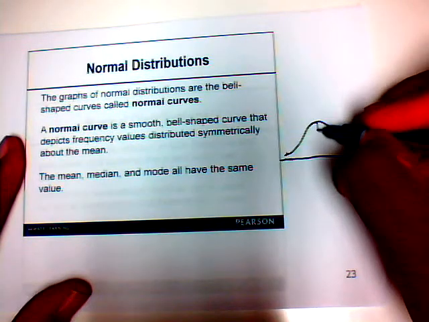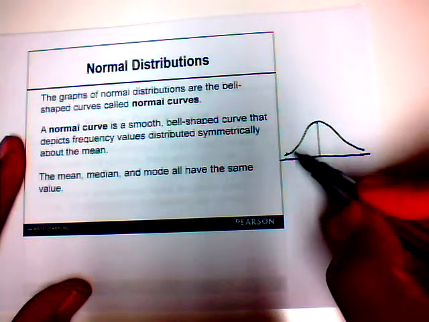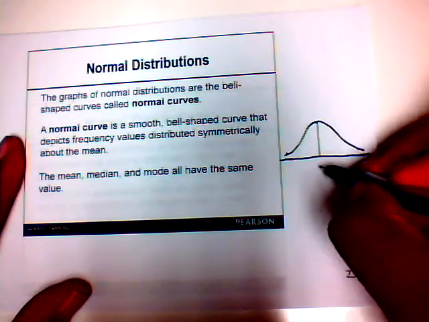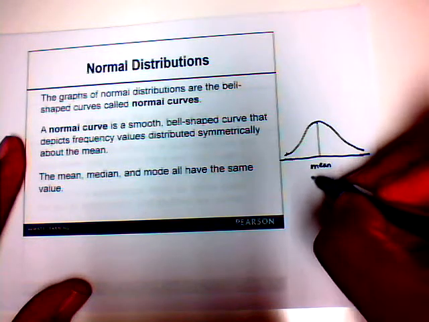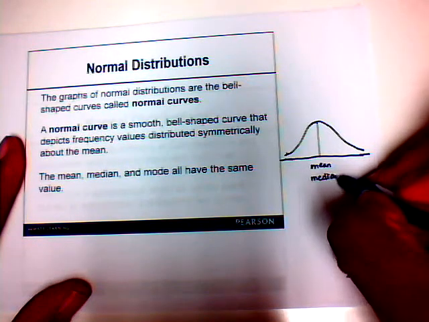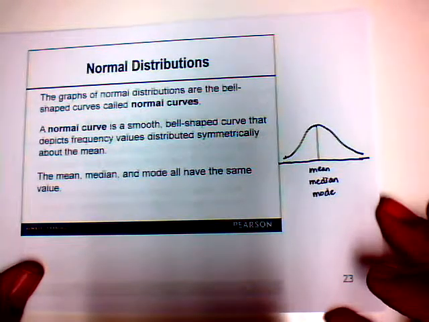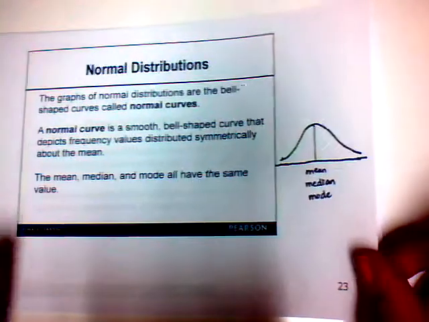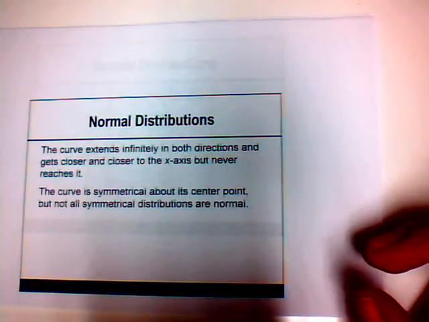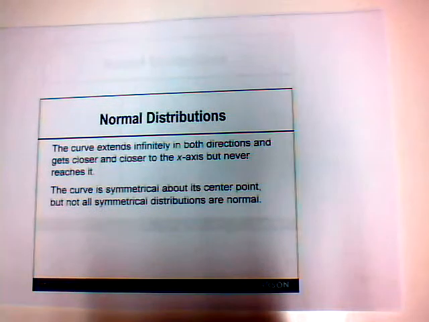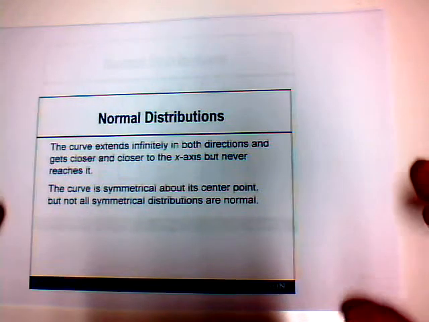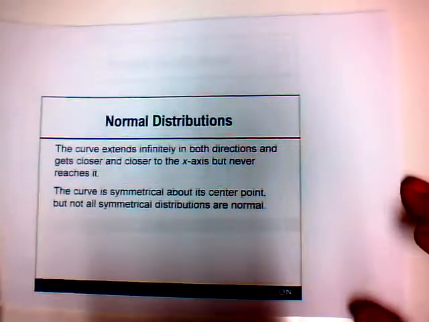So here it is symmetric, meaning the left side has the mirror image of the right side. So here the mean, the median, and the mode are all in the middle. The curve extends infinitely in both directions and gets closer and closer to the x-axis but never reaches it. The curve is symmetrical about its center point, but not all symmetrical distributions are normal.